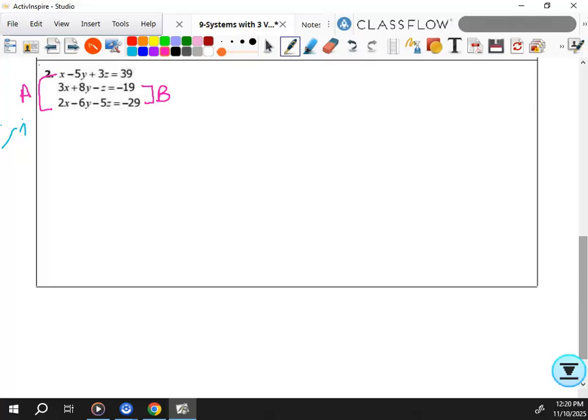I think I was trying to force a couple things to happen here. So let's rewrite set A. So this will be x minus 5y plus 3z equals 39. And 2x minus 6y minus 5z equals negative 29.